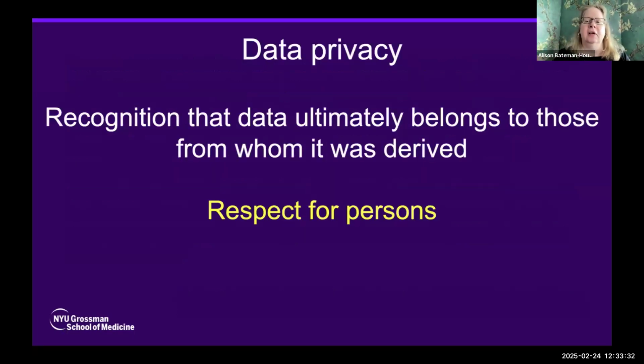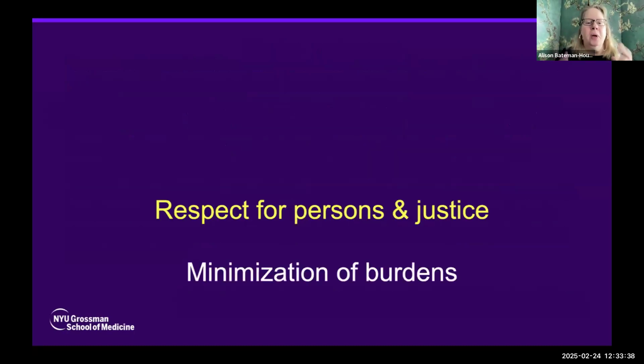So we said data privacy is really an expression of respect for persons. But respect for persons, and also this new idea of justice, equity, that people are talking about, can really be demonstrated in other ways. And I wanted to point out, for example, minimization of burdens. And Barbara talked about this earlier. Why should a person have to go through the same procedures or the same screenings or natural history study measurements or what have you more than one time?